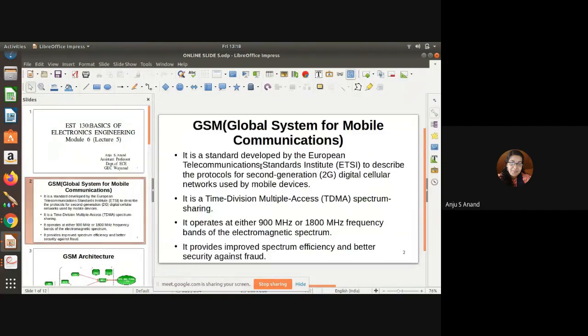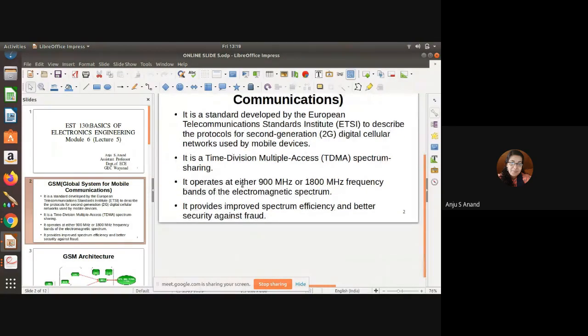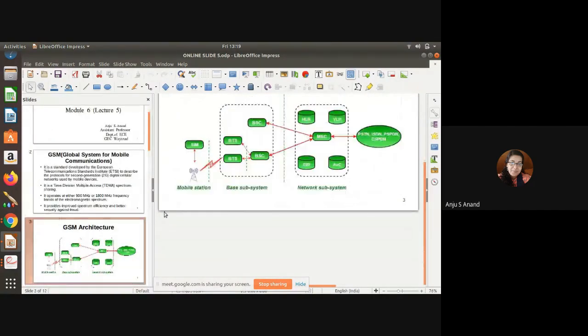Lecture 5, and here, what is GSM? It is a spectrum band, the different techniques used in GSM, and next is GSM architecture. Basically, three subsystems are there: base subsystem, network subsystem, and operation control subsystem. And one more thing is the mobile station, which combines the mobile equipment and the SIM.